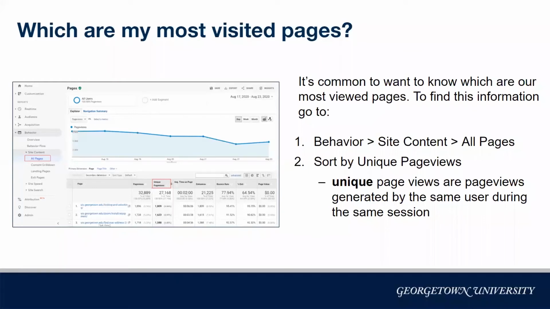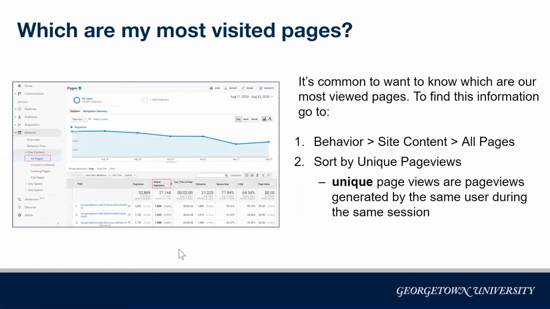And so oftentimes we might have a question, which are my most visited pages? Which are more popular pages on the site? And so to find this information, you're going to go to the behavior report, site content, and then all pages. It's going to list the pages on your site in the order of most page views to least page views. Once you're here, you might find that you want to sort by unique page views instead of page views.